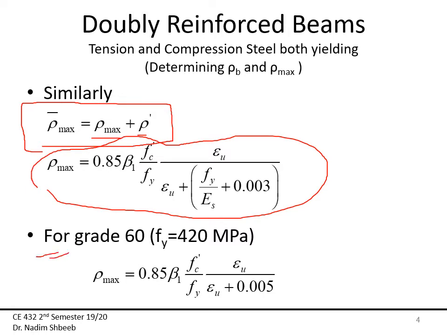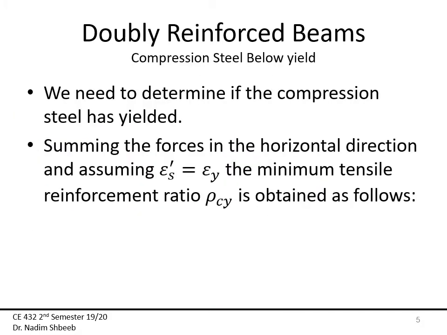If I have a grade 60, then rho max is going to be 0.85 beta 1 f prime c divided by fy times epsilon ultimate over epsilon ultimate plus 0.005. Okay, so again, this is the case where both of them are yielding.